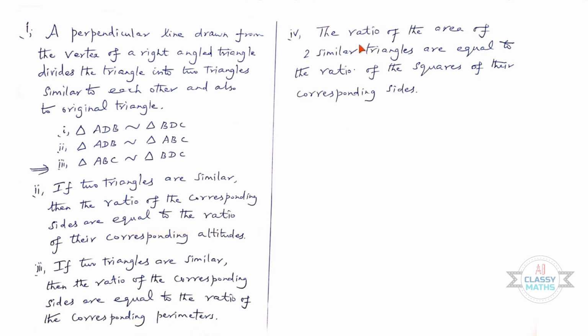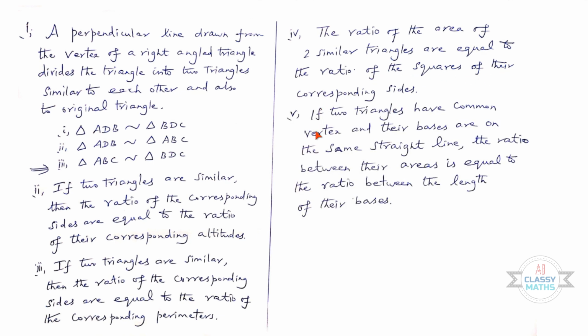Fourth one, the ratio of the areas of two similar triangles are equal to the ratio of the squares of their corresponding sides. Fifth one, if two triangles have common vertex and their bases are on the same straight line, the ratio between their areas is equal to the ratio between the length of their bases.